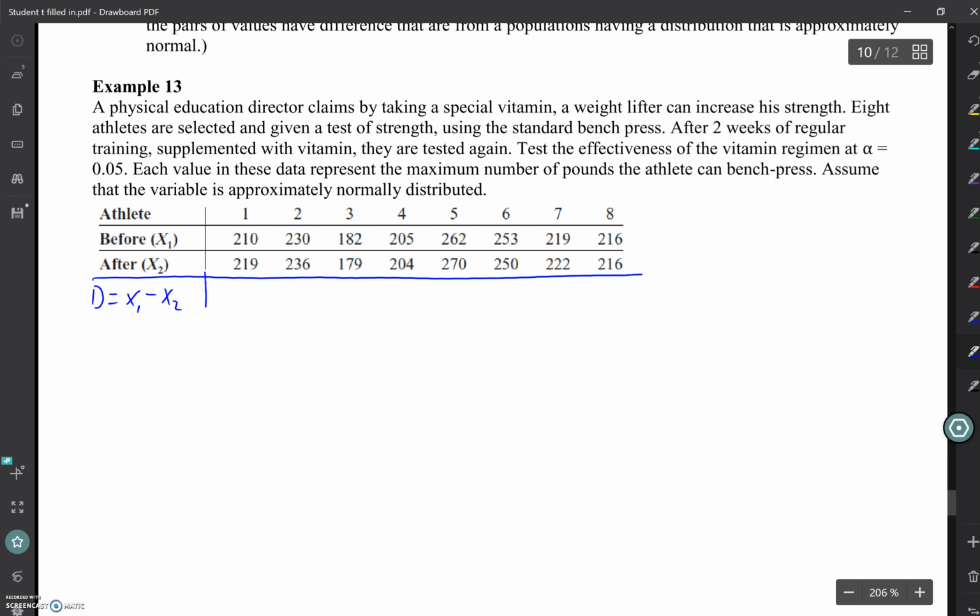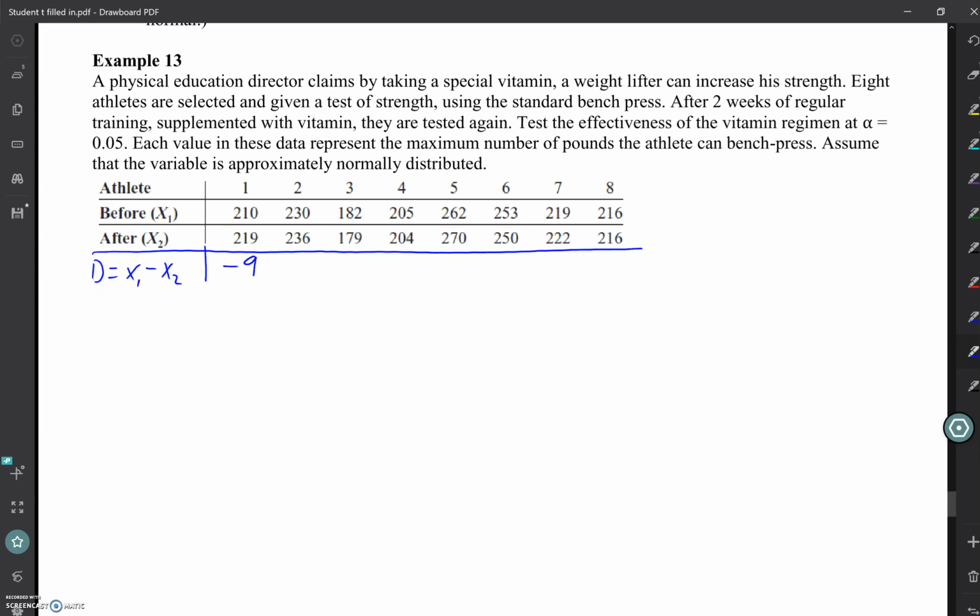So 210 minus 219, negative 9. Then 230 minus 236, negative 6. 182 minus 179. 205 minus 204 gives me 1. 262 minus 270. 253 minus 250. 219 minus 222. And 216 minus 216 gives me 0.